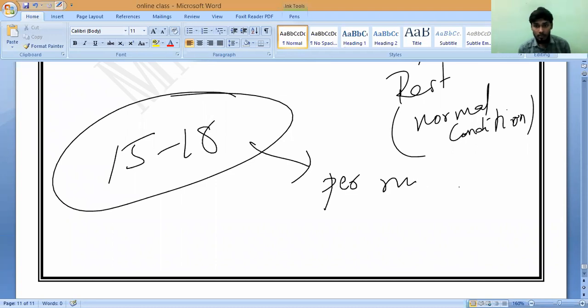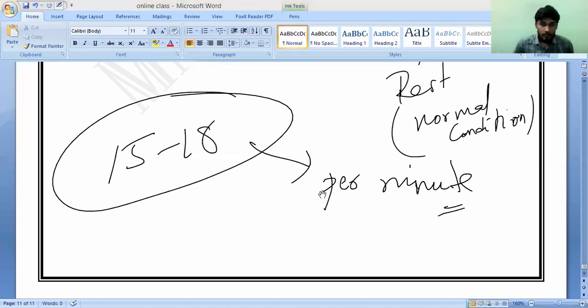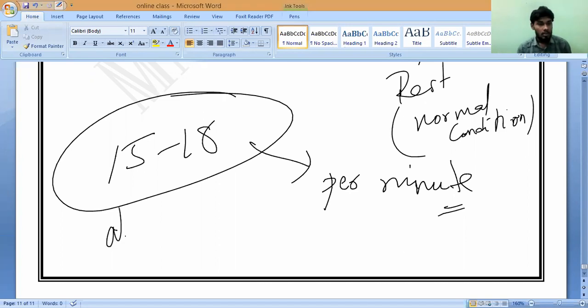All of you note it down. Rate of breathing. Keep that as the heading and write: the average breathing rate in an adult man at rest is about 15 to 18 times per minute.